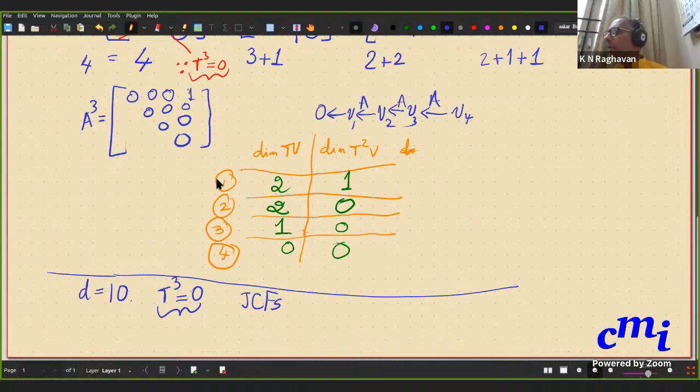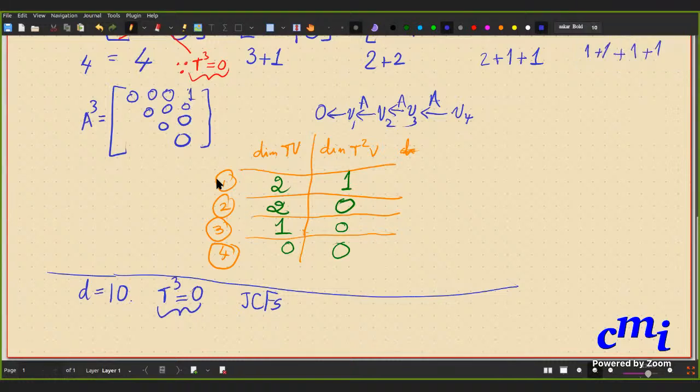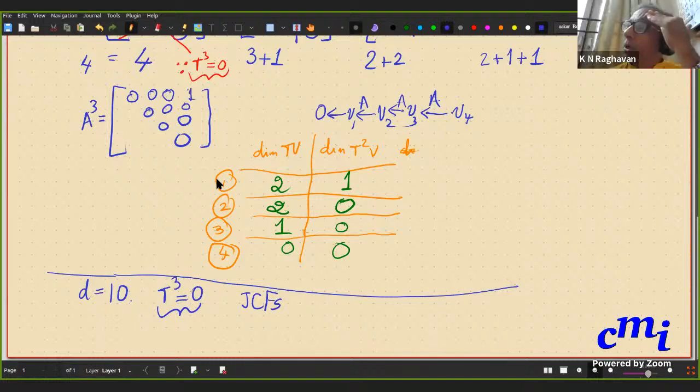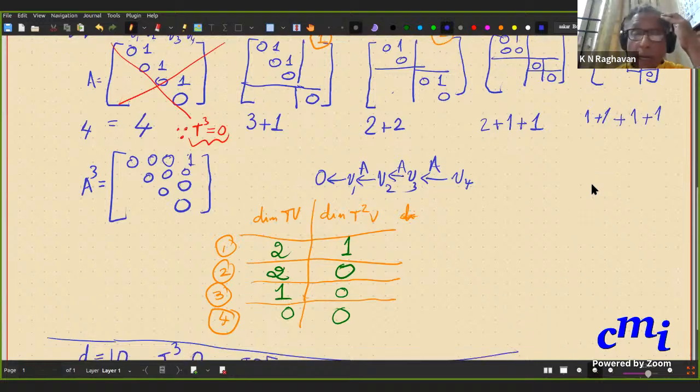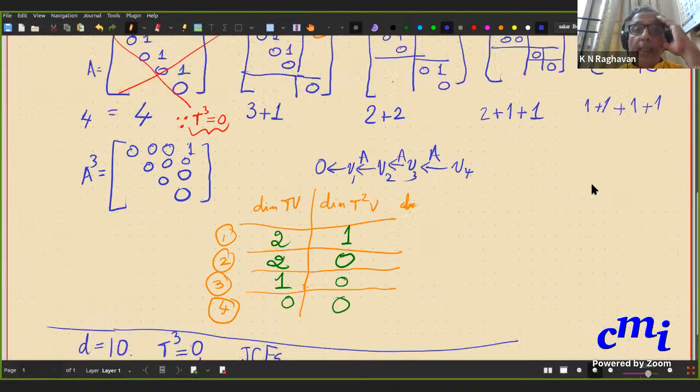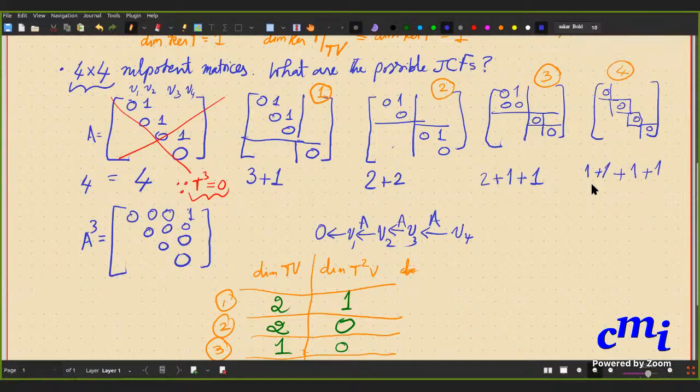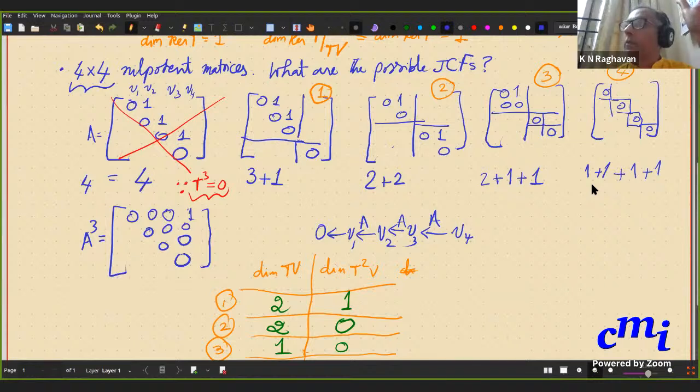Normally, you just had proper sums, except 10. Why, if it is 9, will T cubed be 0? If I had a 9 plus 1, there will be a 9 by 9 matrix. So we have to consider blocks of order 3 or less. No part should be more than 3. Do you agree with that, everyone?